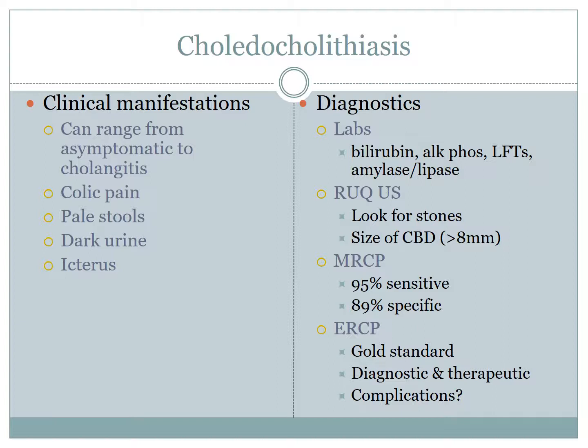So some diagnostics you want to order for someone with suspected choledocholithiasis. You want to get some labs. You want to get bilirubin, maybe a direct and indirect bilirubin just to make sure it's an obstructive process and not some type of hemolytic process. LFTs, amylase and lipase are also important, just to rule out pancreatic issues and gallstone pancreatitis, which we'll go over later.